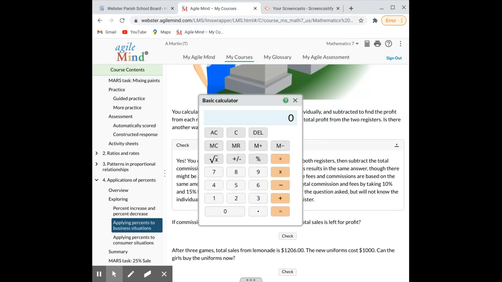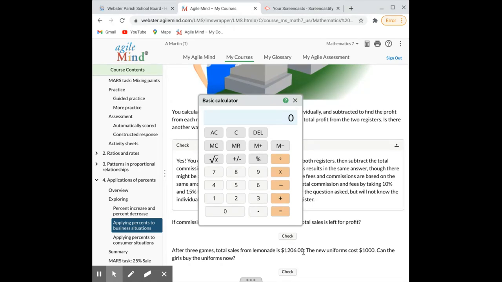They could buy the uniforms now. All right, you think so? I was about to say, I would love to buy a unicorn. I'm just picking Kalia. All right, Kalia, tell me why you think they could. Because the uniforms cost $1,000 and they raised $1,206.